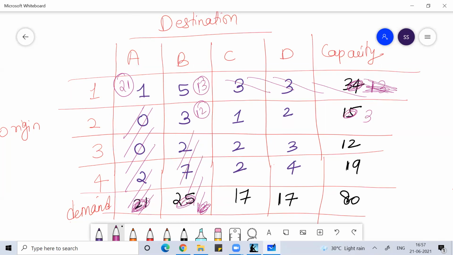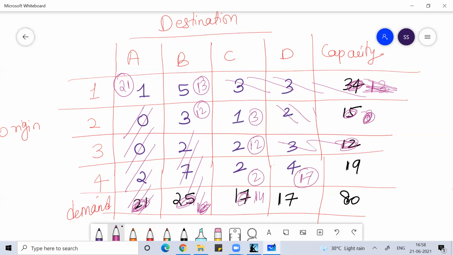Here the capacity is 3 and the demand is 17. So I can put 3, and the remaining will be 14. Here you can put 12, this will be 2, so here you will put 2. This becomes 17, and 17 will be put here. With this, you can check the total allocation: 1, 2, 3, 4, 5, 6, 7. The total allocation is 7. With 4 rows and 4 columns, the total allocation should be 7.